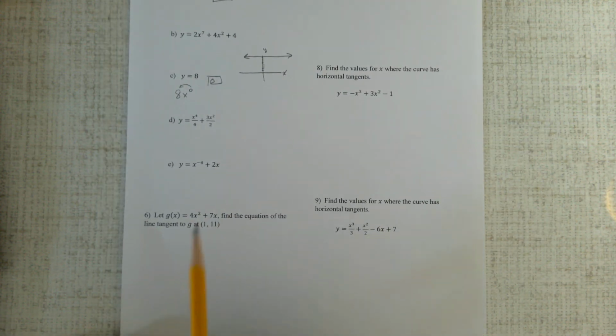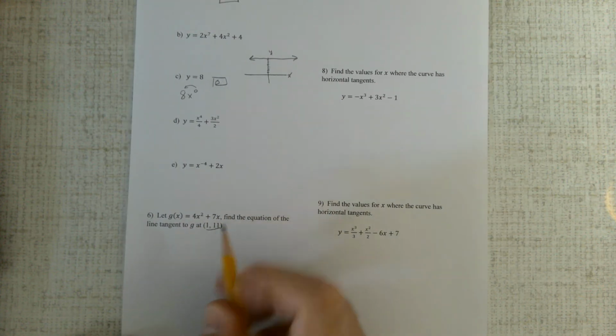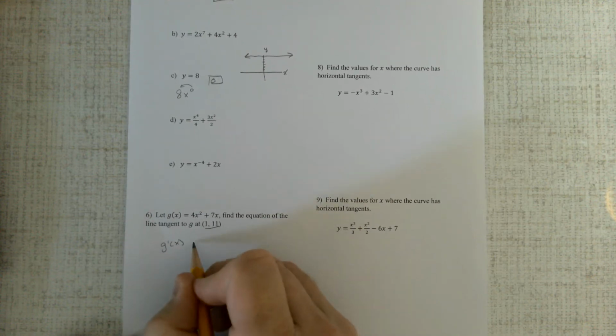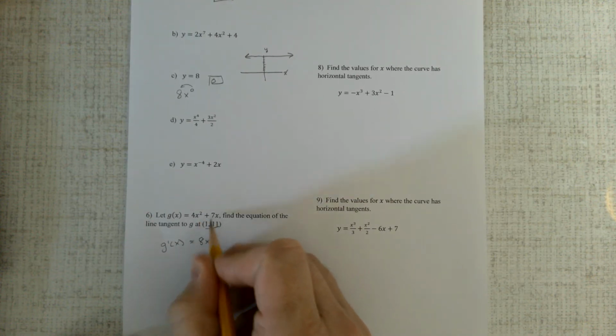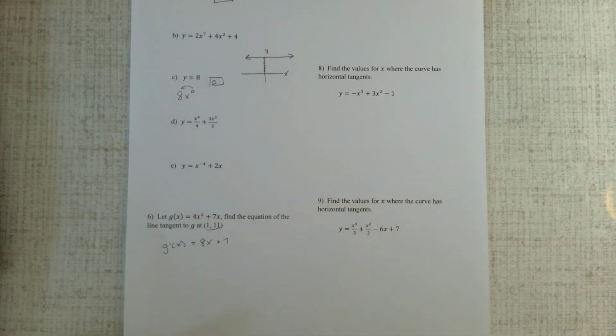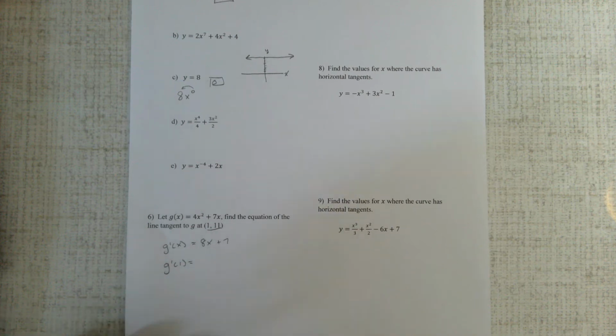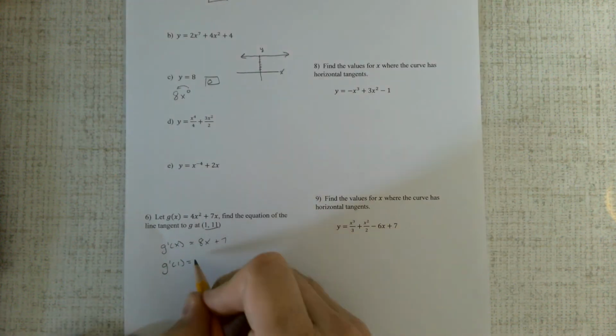Alright, number 6. So we have g of x. Find the equation of the line tangent at this point right here. Well, let's find the derivative. What is the derivative of this? Well, that's 8x plus 7. So if I find the derivative at 1, that means I'm plugging in 1 there, I have 15.